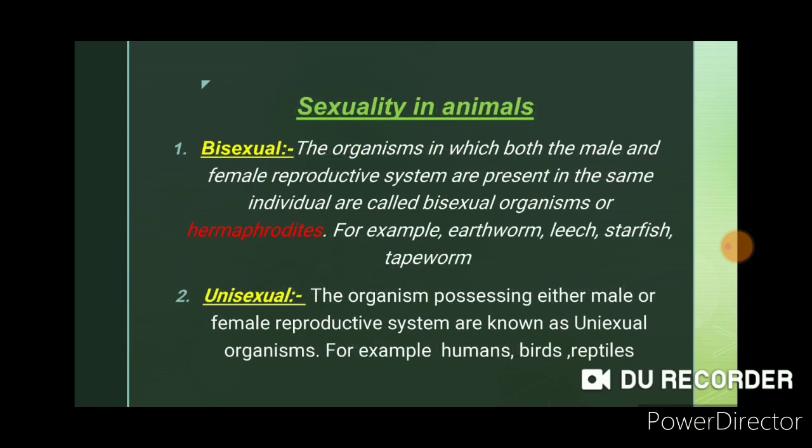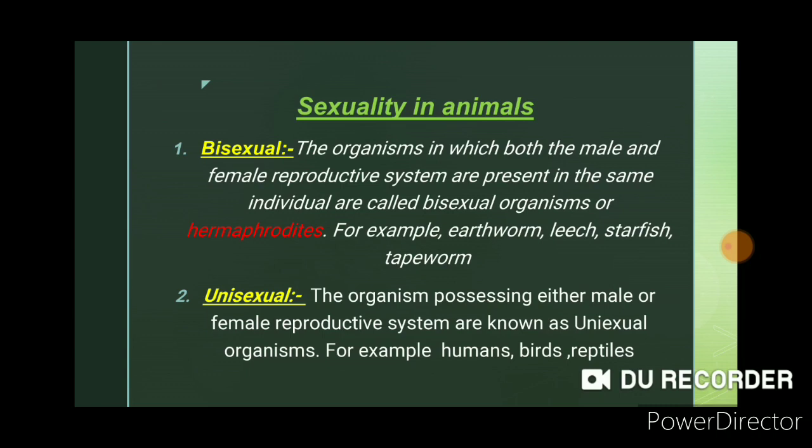As we have studied, sexuality in plants is of homothallic or heterothallic nature. Homothallic means same base, male and female parts on the same plant, and heterothallic is male and female parts on different plants. Similarly, we have bisexual and unisexual types of sexuality in animals.